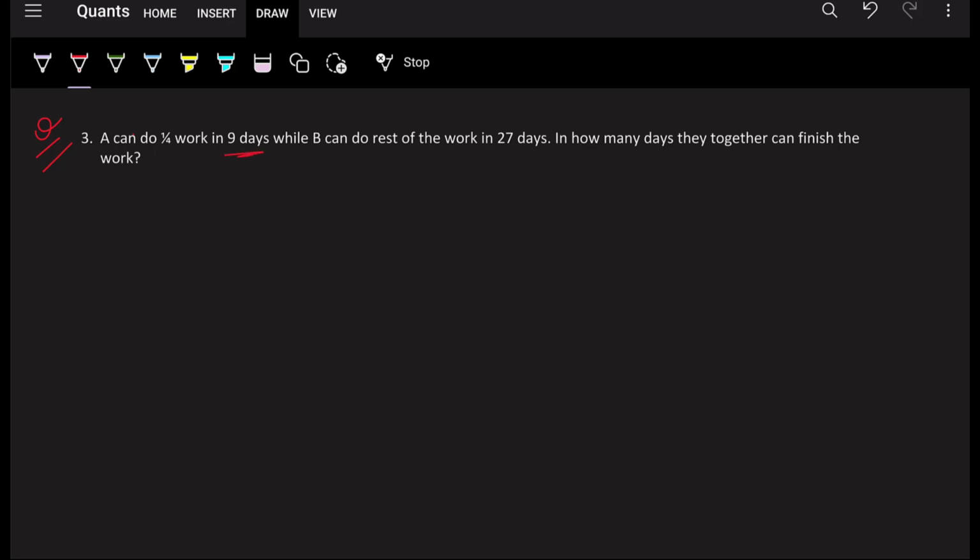So to do this question, it is given 1/4 of the work. That means that for A, 1/4 unit of work is completed in what? 9 days. Then by the simple unitary method, I can say that 1 unit of work will be completed in 36 days. Okay, this is for A.